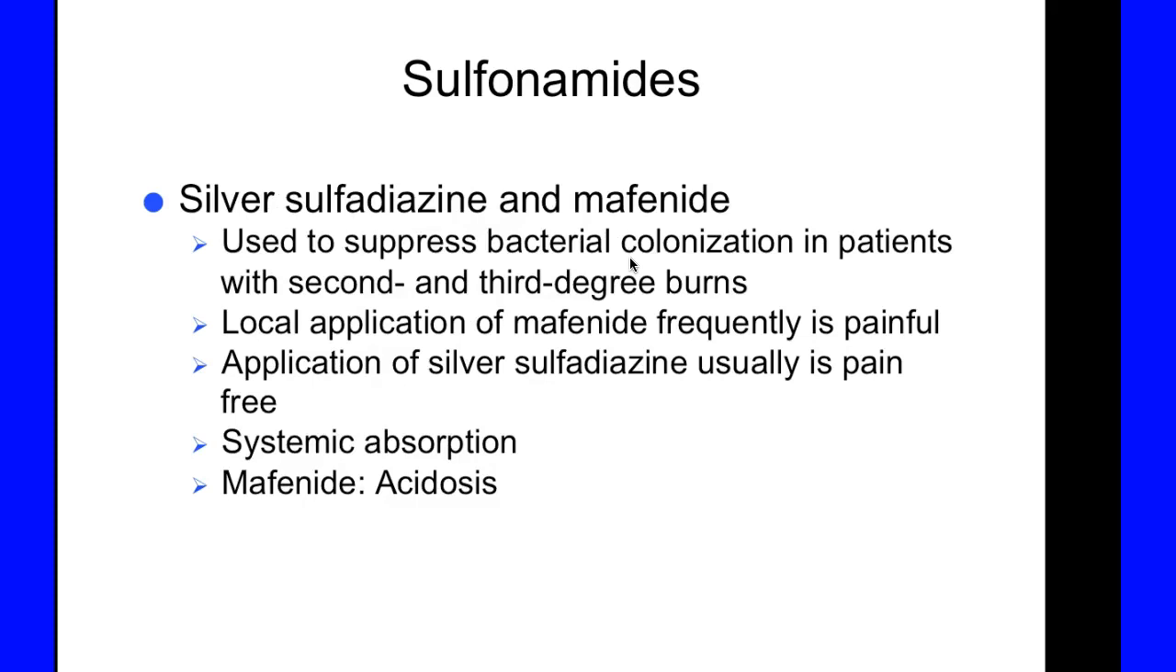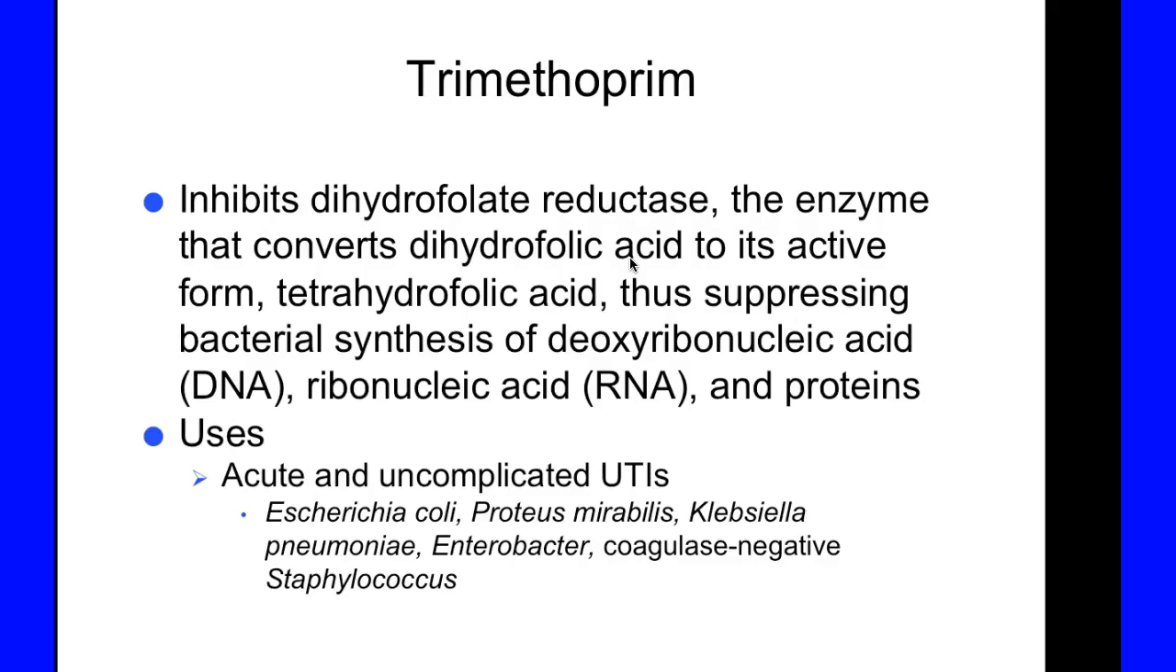All right, so the silver sulfadiazine, that is what I was talking about, and mafenide, which I've never used, but I've used sulfadiazine before, and that's another sulfa. So what that does is suppresses the bacterial colonization in patients with second and third degree burns. Again, I don't see the mafenide used. It looks like it can cause some acidosis, and it can be painful when applied. So the sulfadiazine ointment, it's usually pain-free, and it does get absorbed systemically. Just remember, anything on the skin can be absorbed systemically.